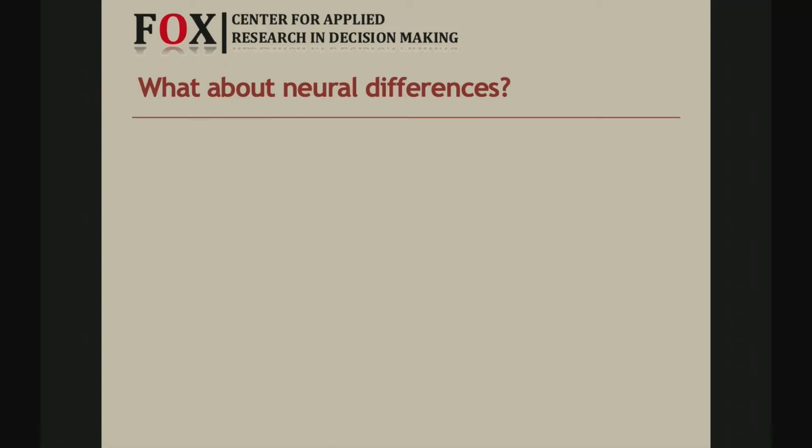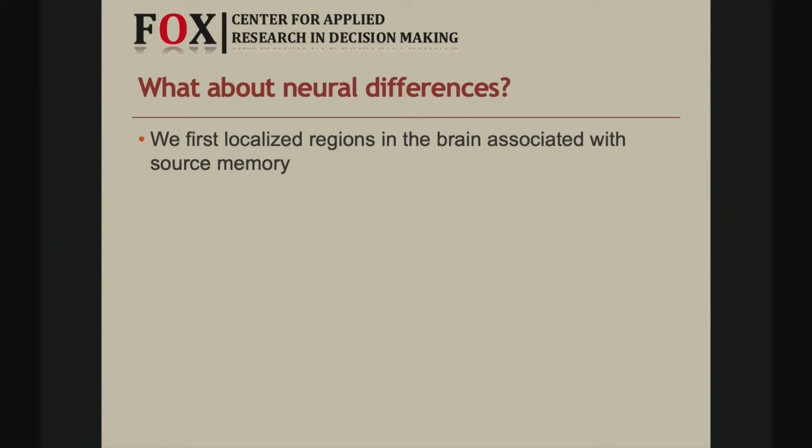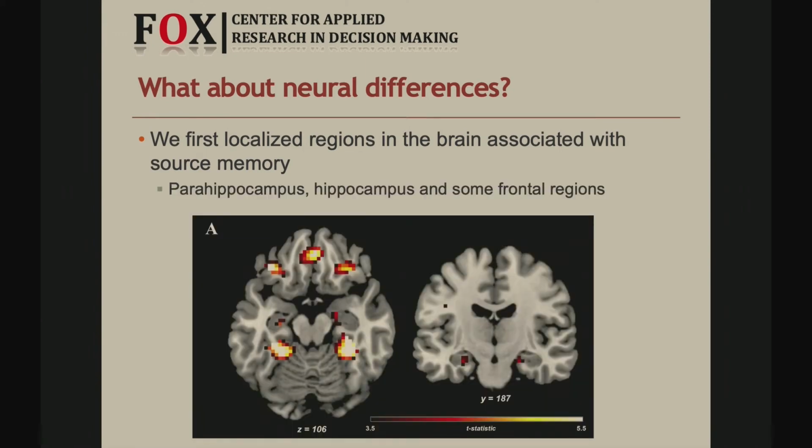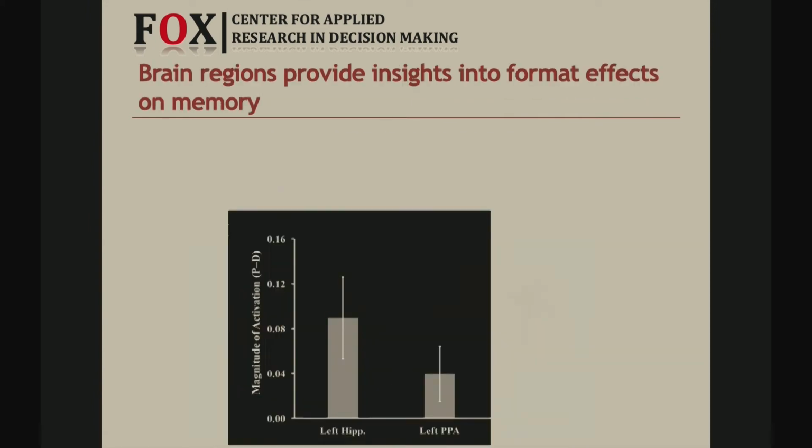So remember, we had a very nice architecture on how the brain works with respect to memory. And so we were interested in looking at whether there were differences in these common brain regions for print versus digital. So we first localized regions in the brain that showed essentially a source versus item memory difference. And we basically zeroed in on these regions, but these are the key ones here, the parahippocampal and the hippocampus regions. And we looked at whether there was a print versus digital difference in these regions.